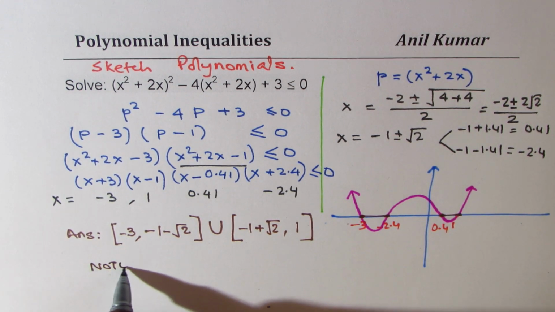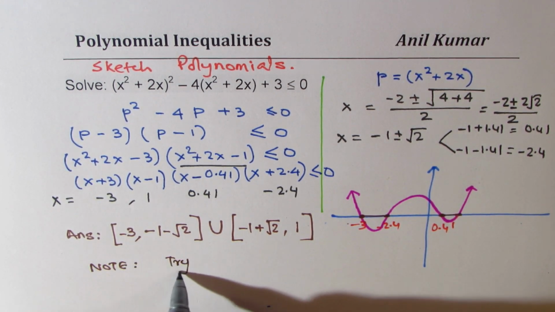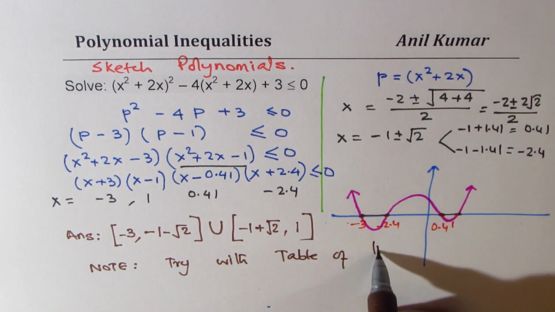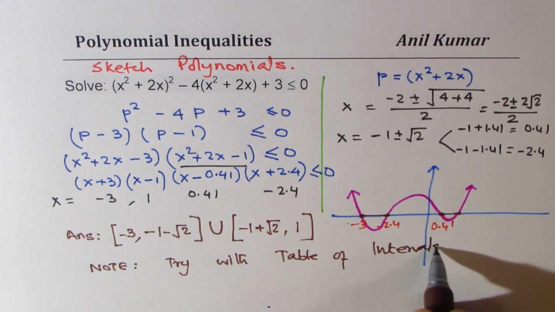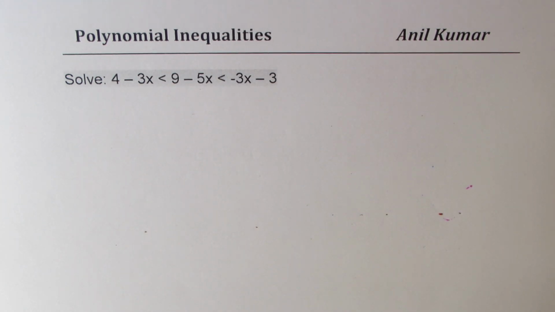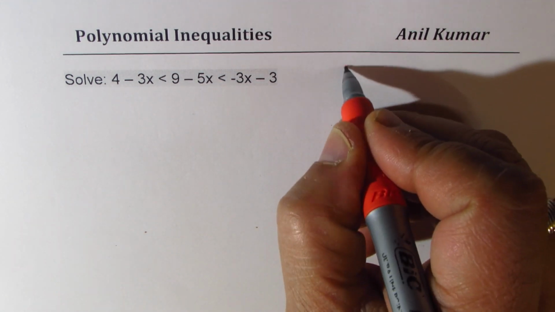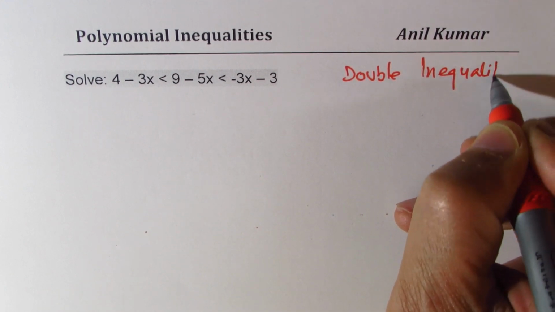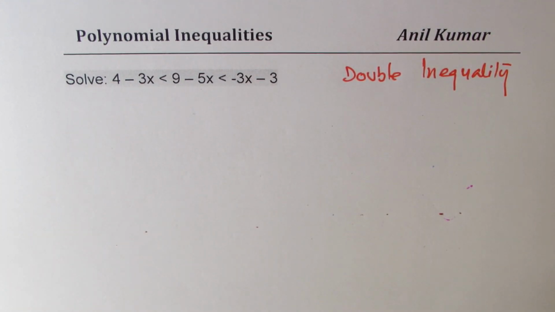Note: try with a table of intervals, right? I'll provide you a link on how to do it with tables, but sketching is a nice way. We're kind of promoting that in this particular video. I hope that helps. Now here we have a double inequality, right? So we'll call them double inequality. So this one is a double linear inequality. Let's see how to solve them.